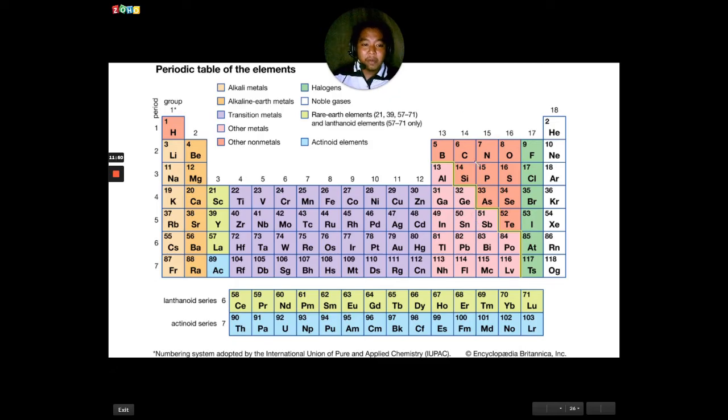If you remember when we were discussing ionic compounds, I'm just saying group 1 is +1, group 2 is +2, group 3 is +3, and let's skip carbon for now. Here naman, 3 negative, 2 negative, and 1 negative.